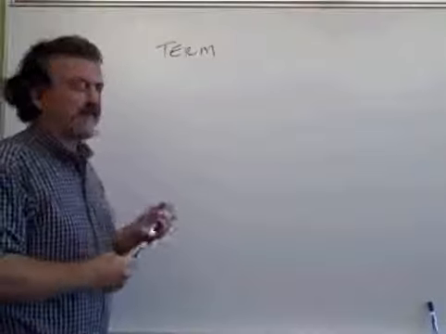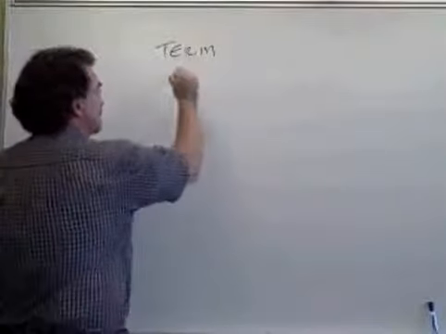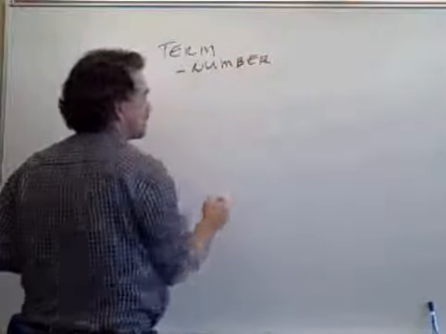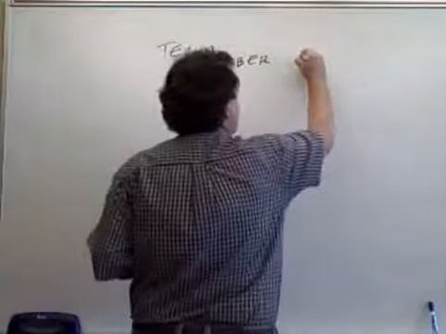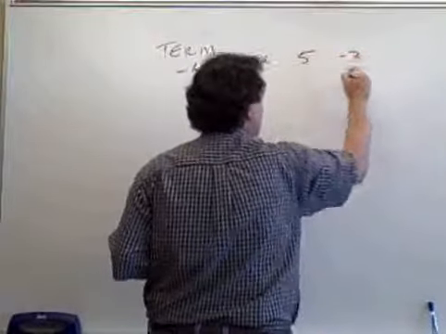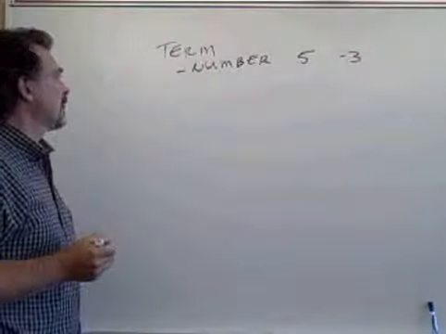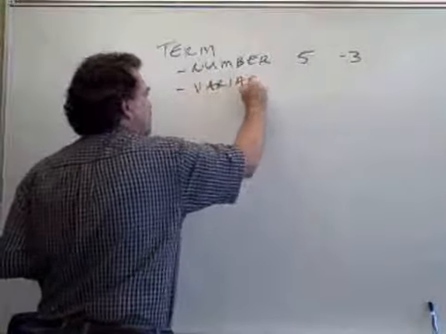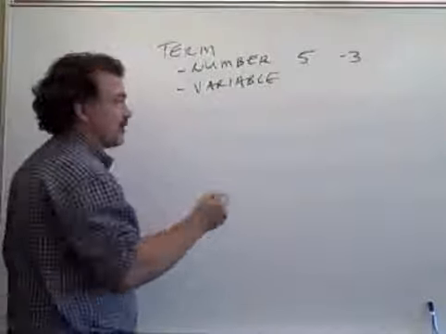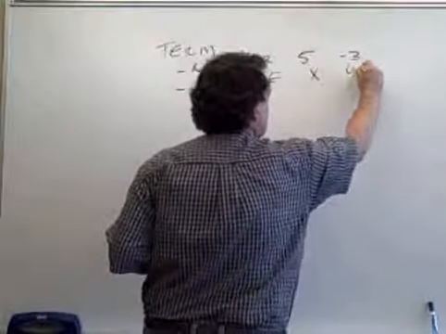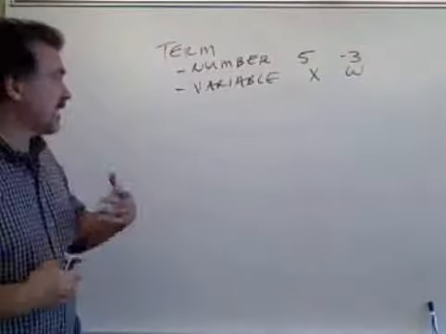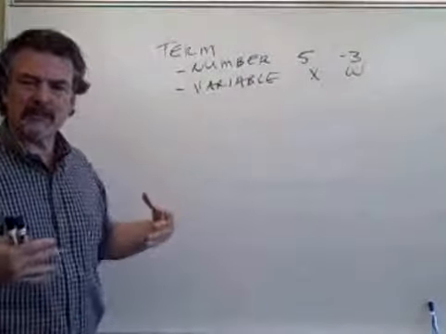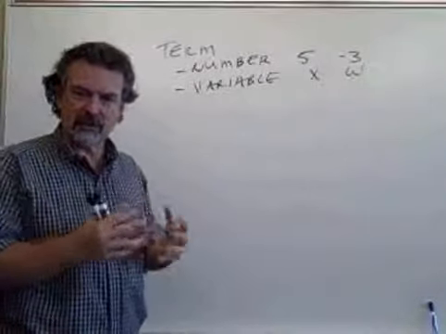A term can be a number, so for example, 5 is a term, -3 is a term. A term can be a variable, a letter, x, w, and remember in algebra, a variable or a letter simply represents a number that we don't know at some particular time in the problem.